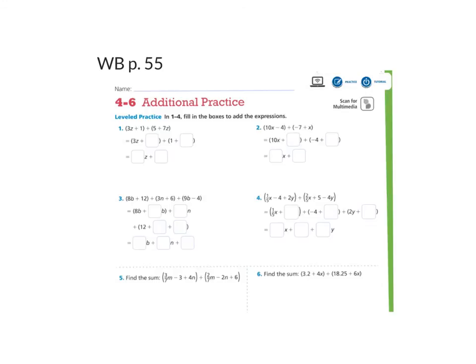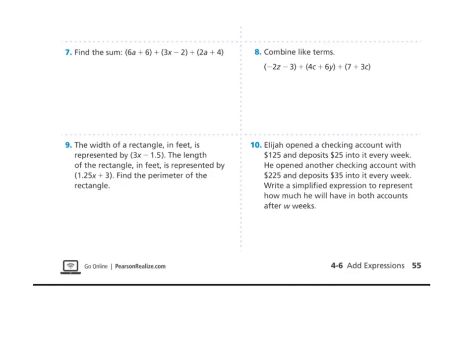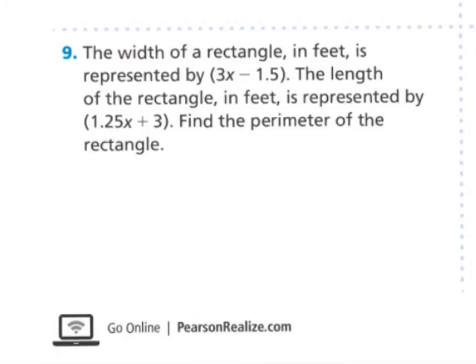We go to workbook page 55. We're going to skip around here a little bit. We're going to start out with number 9. So number 9, they're telling us the width of a rectangle and the length of the rectangle. They're wanting us to find the perimeter.